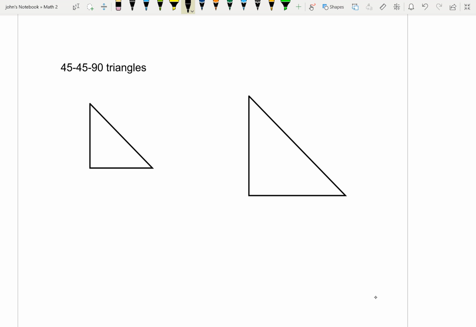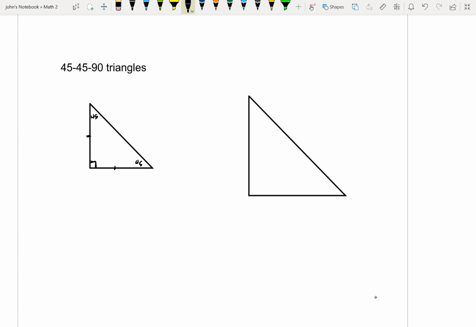So go ahead and label this. This is a 45, 45, 90 triangle. So this is 45, this is 45, and this is my 90. What that means is that this triangle is isosceles, right? The two angles are equal. If you want to mark it, that means those two sides are equal right there.